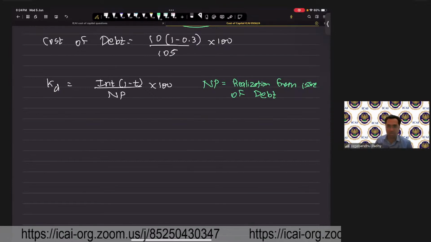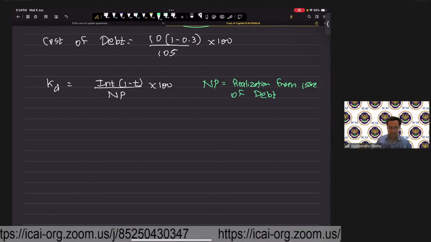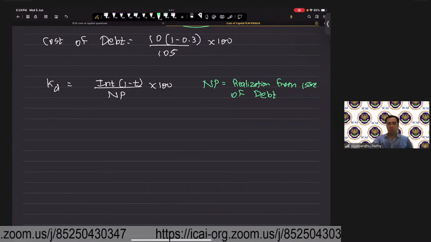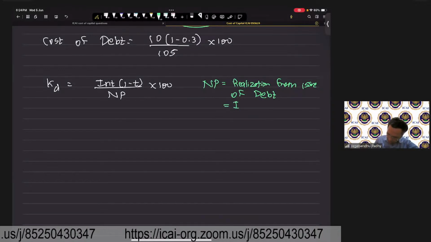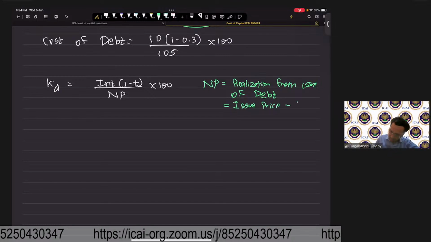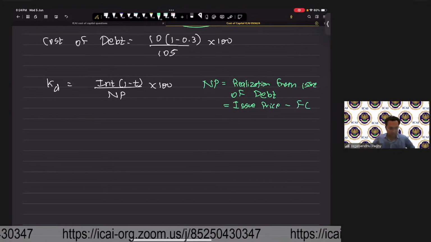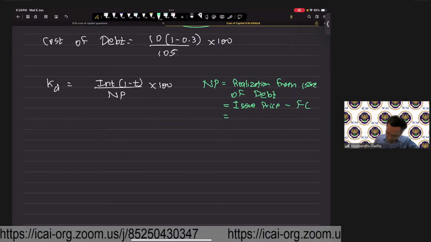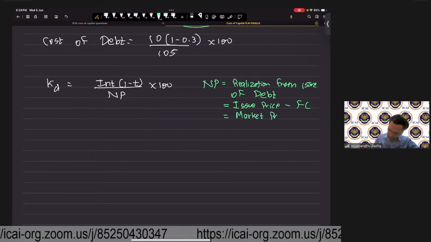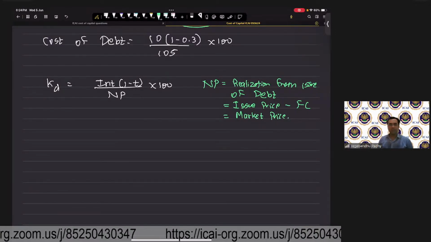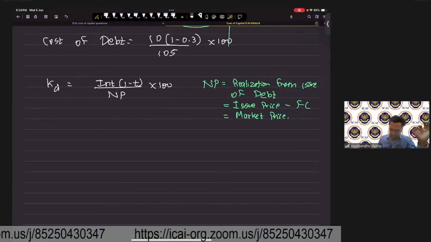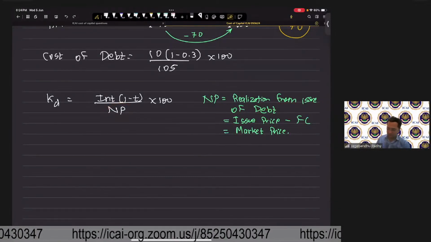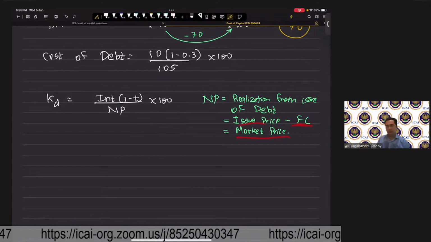How is it going to be different from the face value? Face value is basically the amount on which you're going to receive the interest. That need not be the amount that you're going to receive. So net proceeds is going to be issue price minus the flotation cost. Again, the issue price can be at a premium, it can be at a discount, and the flotation cost may be separately given. Or sometimes this net proceeds will be same as market price. This makes sense, guys. So remember, in the denominator, this net proceeds will be realization from the issue of the debt, or it can be issue price minus the flotation cost if they have given us, and it can even be the market price.